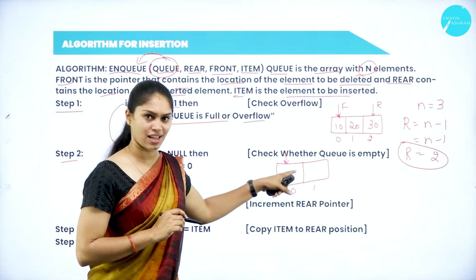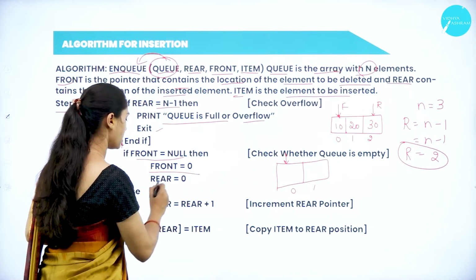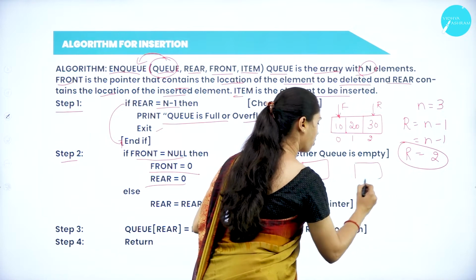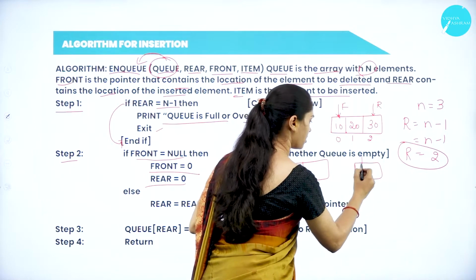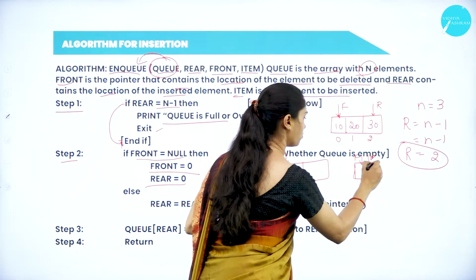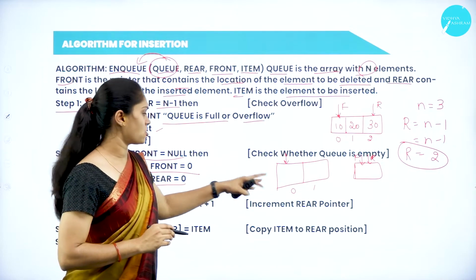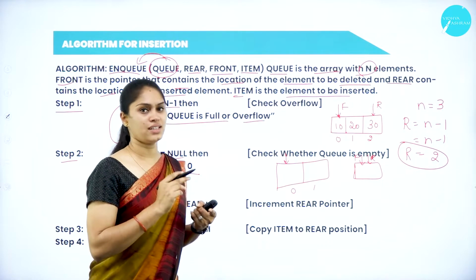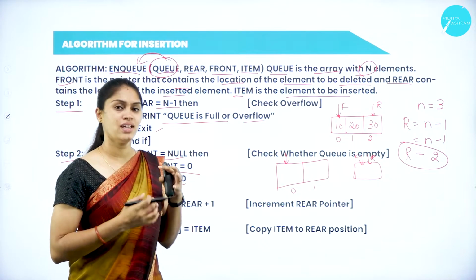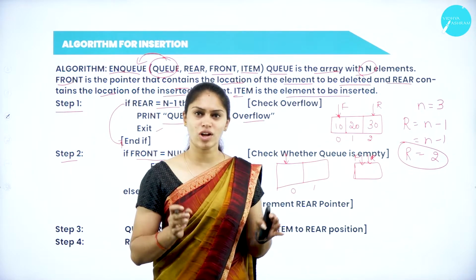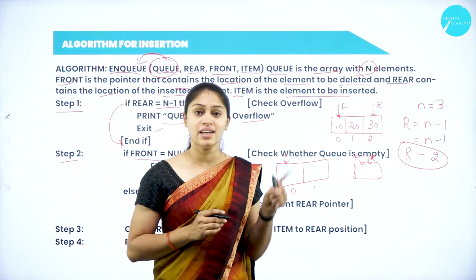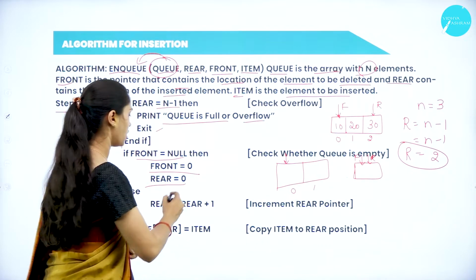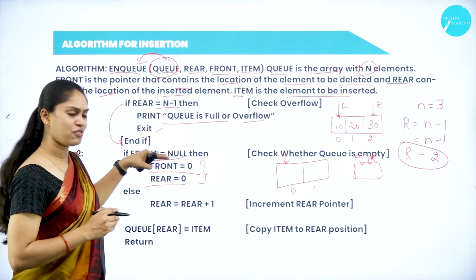So if front is null and it is true, then front is set to 0 and rear is also initialized to 0. So it will have only one element. We are checking whether the queue is empty. When will the queue be empty? When front is equal to null, if there is no element to delete. If it is true, then the front pointer and rear pointer both will be assigned 0. What if it becomes false?